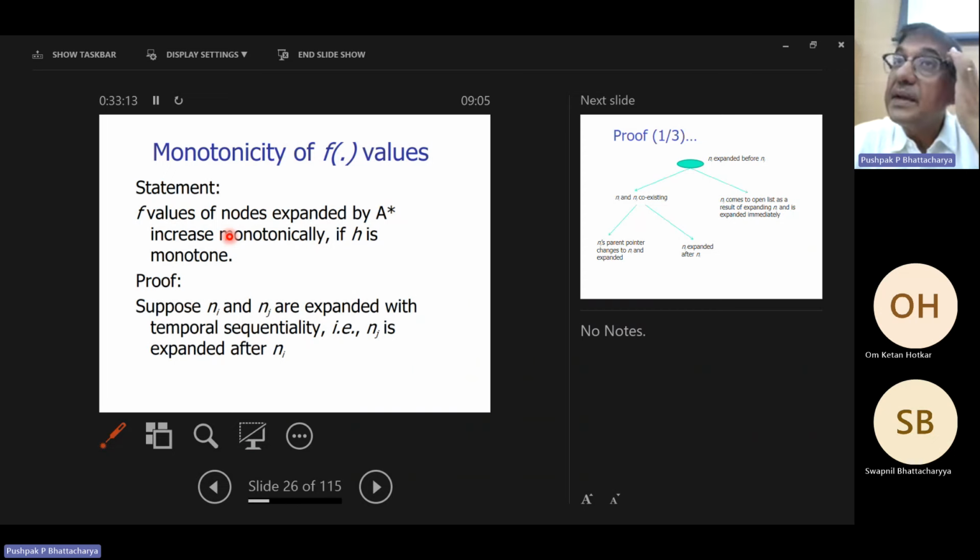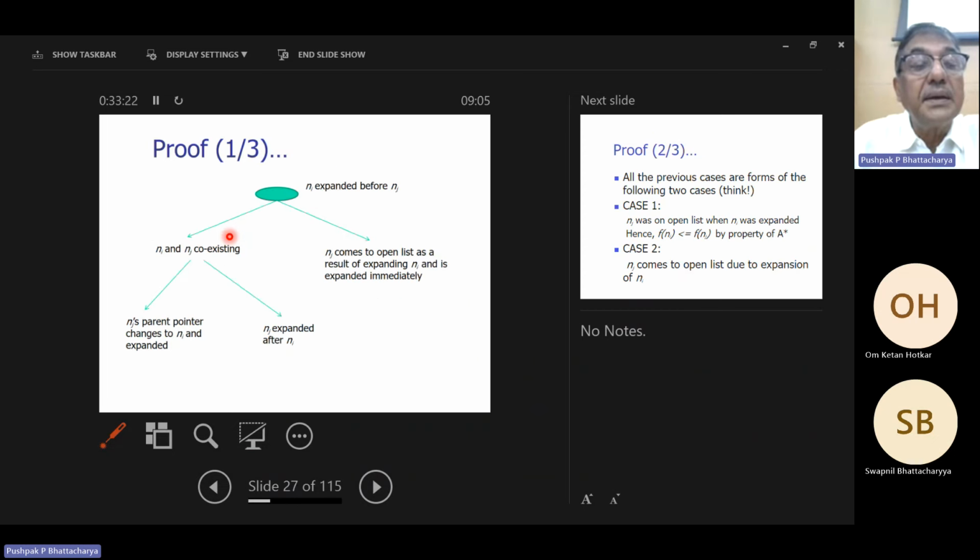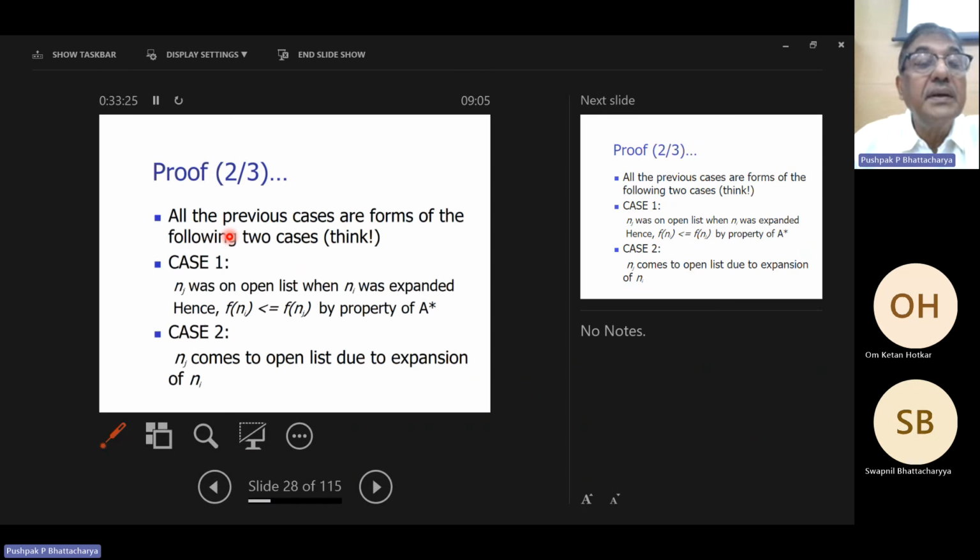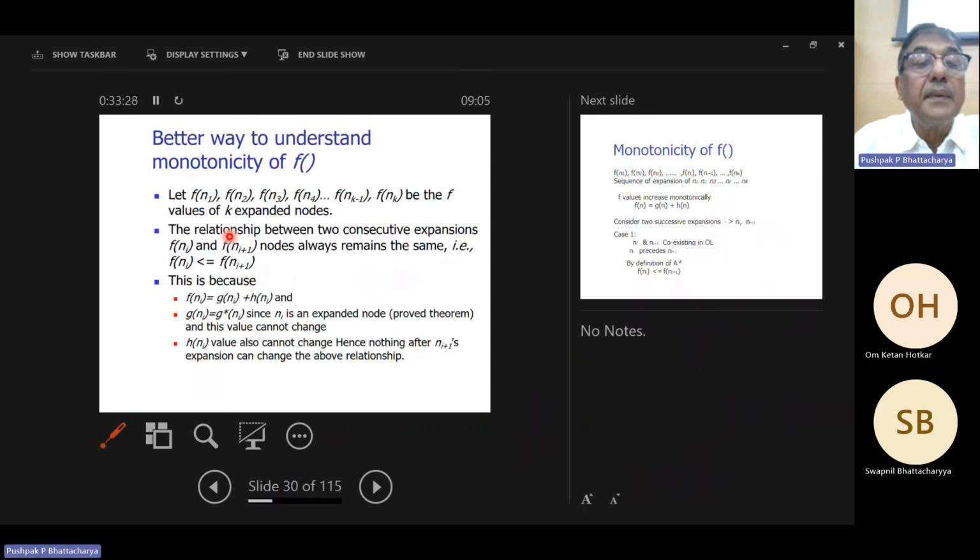All these are very intriguing properties, but following logically from the properties given. For this again, the proof is given. A better way to understand the monotonicity of F: let f(n1), f(n2), f(n3), ..., f(nk) be the F-values of the k expanded nodes. The relationship between two consecutive expansions, f(ni) and f(ni plus 1), always remains the same. That is, f(ni) is less than or equal to f(ni plus 1).